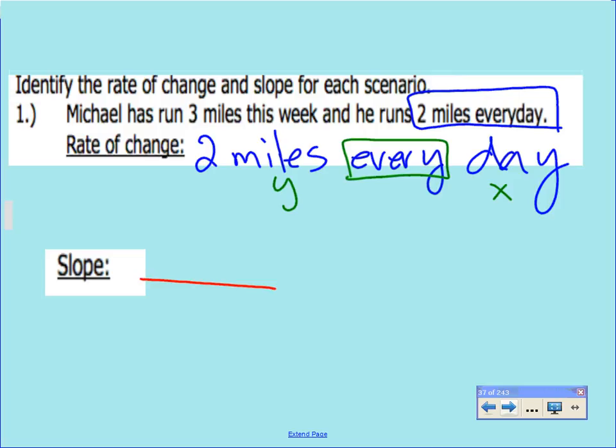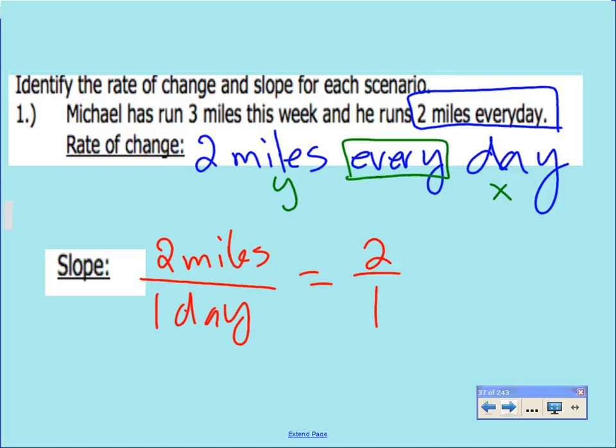Does anyone know how we would write it as a slope? Do you remember from last year? If it's always y over x, well, what would we do? Good job. 2 miles over 1 day. Same thing as what Will said, 2 over 1. Now, Will, you said 2 over 1, and I added in 2 miles and then the 1 day, because that's what it means. It's always y over x. We'll get into more detail later. 2 miles over 1 day and then 2 over 1. That's all for rate of change.